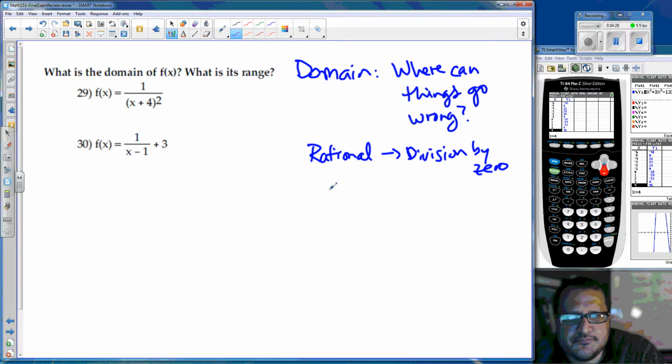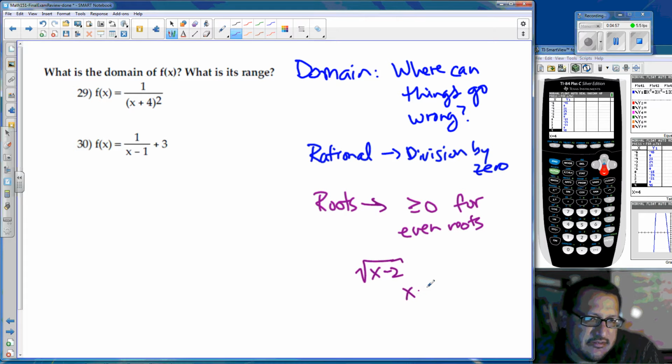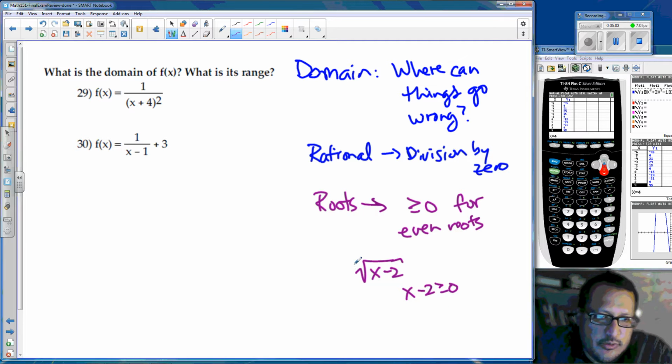And when you have roots, you need it to be non-negative, actually, so it needs to be greater than or equal to 0 for even roots. What this means is, like, the square root of x minus 2. This right here would have to be greater than or equal to 0, and you would just solve that. Or if this was a fourth power or something, that's an even root.